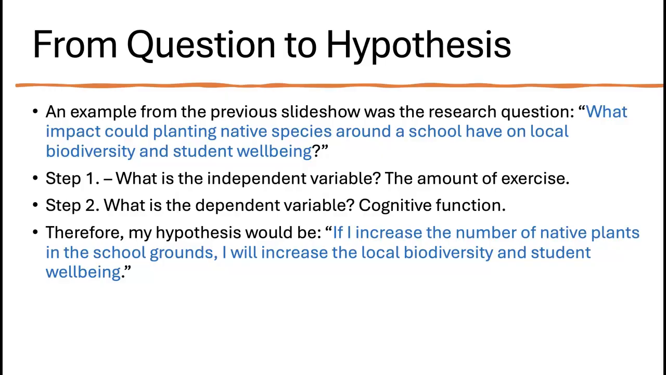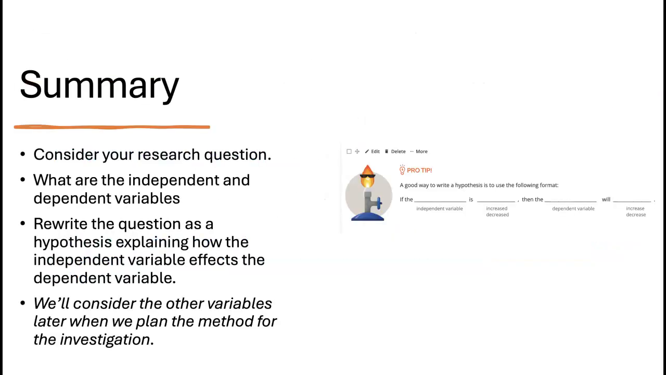Therefore, the hypothesis could be, if I increase the number of native plants in the school grounds, I will increase local biodiversity and this will increase student well-being. Don't like that. Too many dependent variables in this case. But that's the sort of thing you can try and create.